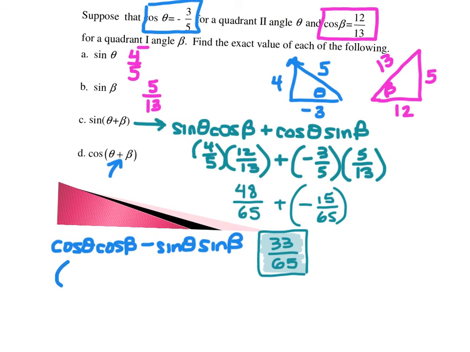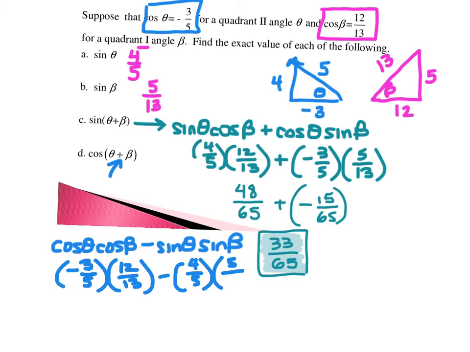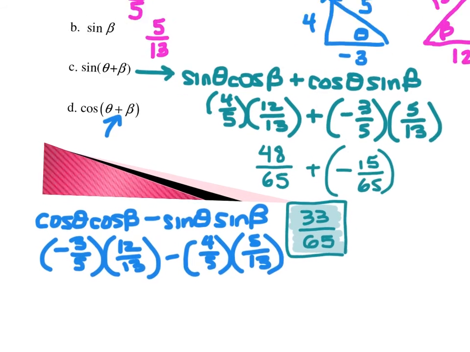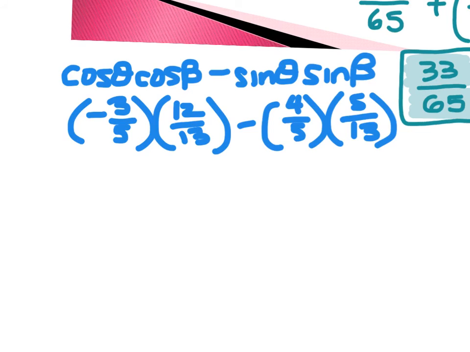Cosine of theta was negative 3/5. Cosine of beta, 12/13. Minus sine of theta, 4/5. And sine of beta, 5/13. Multiply out your pairs.